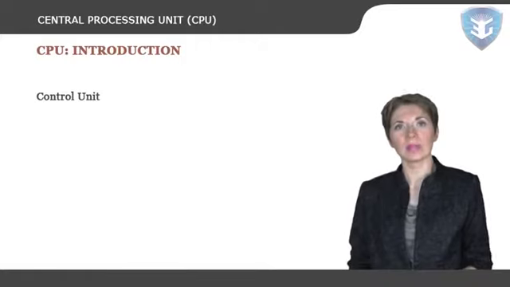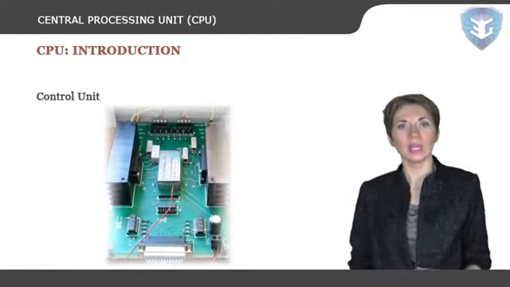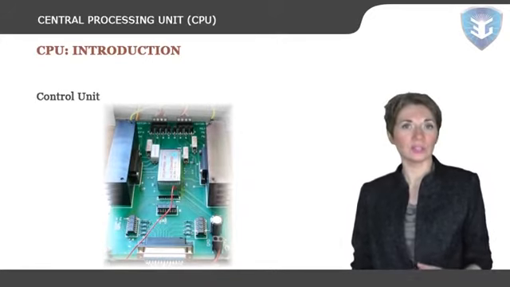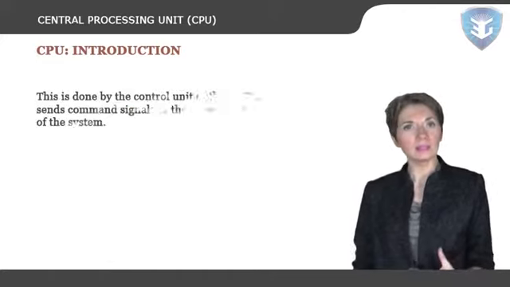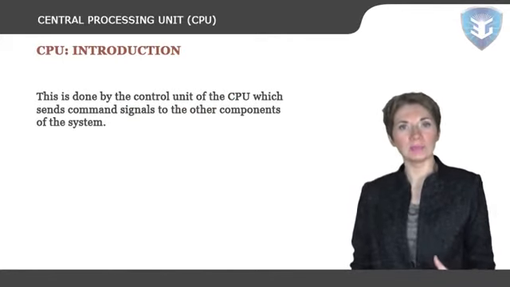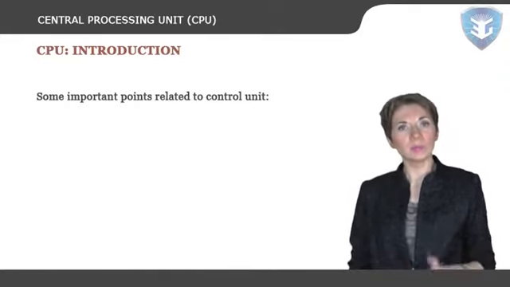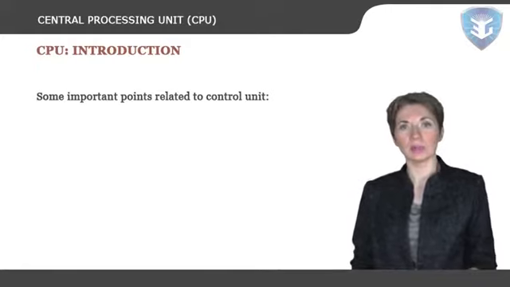Control unit. The control unit, or CU, extracts instructions from memory and decodes and executes them, calling on the ALU when necessary. This is done by the control unit of the CPU, which sends command signals to the other components of the system. Some important points related to the control unit.